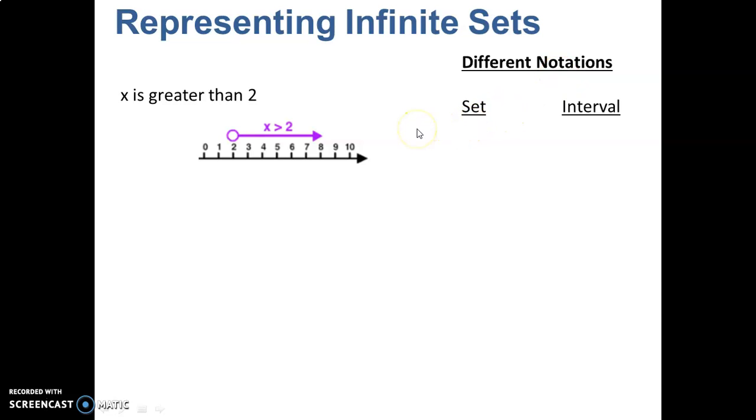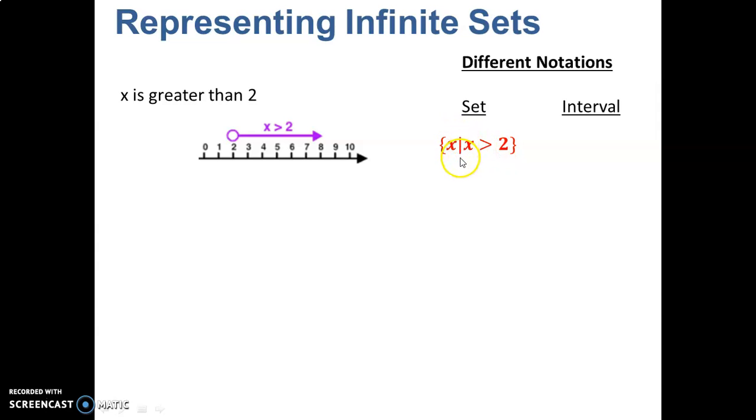One is called set notation, and it looks like this. We know the set brackets already, the curly brackets. We can say {x | x > 2}. The "such that" means that this set contains x values, given that there's a condition here. So all x values, but there's a condition.